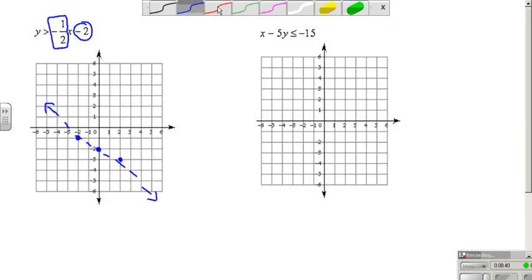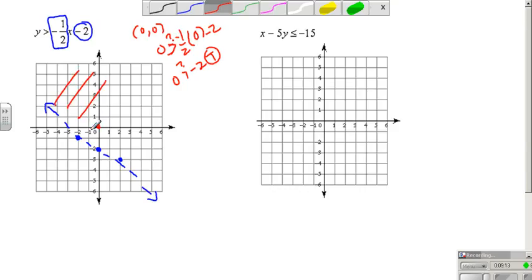Now I have to test. So I'm going to pick 0, 0, and I'm going to put that into my original equation. So is 0 equal to negative 1/2 times 0 minus 2? And I'm asking, is that inequality true? So is 0 greater than negative 2? That's true. So I shade the side of the graph that includes 0, 0 as an answer, because every point on this side will make it true.